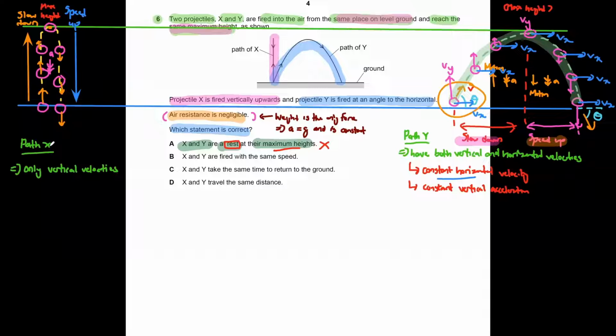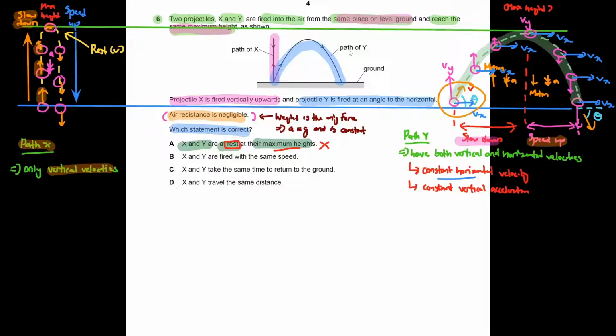For projectile X, it would actually be at rest at maximum height because it only consists of vertical velocities. Just now I mentioned that as your projectile moves upwards, it will slow down. So the vertical velocity here would keep decreasing until it reaches 0 at maximum height, and there's no horizontal velocity to consider.